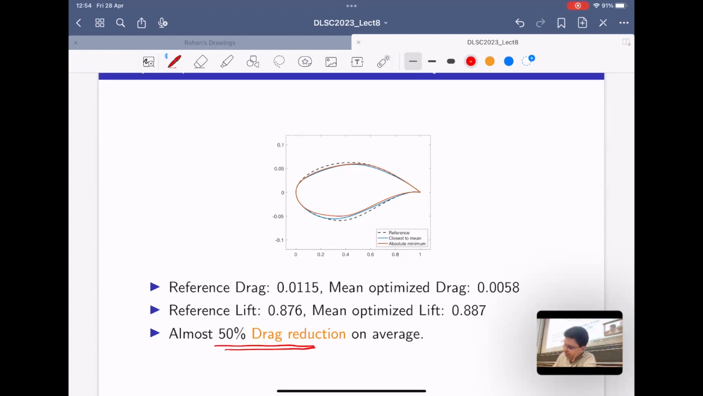So the reference drag was 115 units, whatever units they called, and this one is 58 units, the optimized drag. So it reduced by almost 50%. But the lift remained the same. It just went up a little bit.